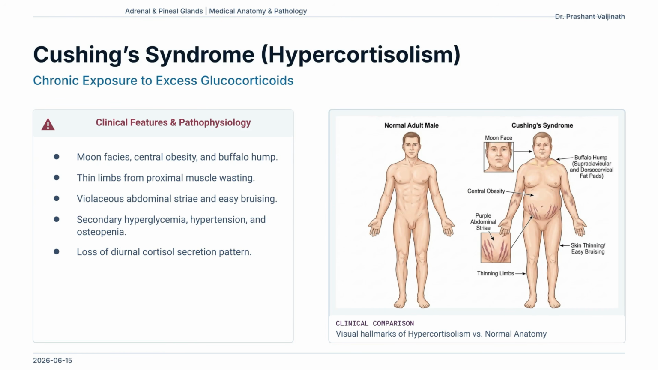Cushing's syndrome, or hypercortisolism, results from chronic exposure to excess glucocorticoids. Clinical features include moon facies, central obesity, buffalo hump, and thin limbs from muscle wasting. Other signs are violaceous abdominal striae, easy bruising, and secondary conditions like hyperglycemia and hypertension.